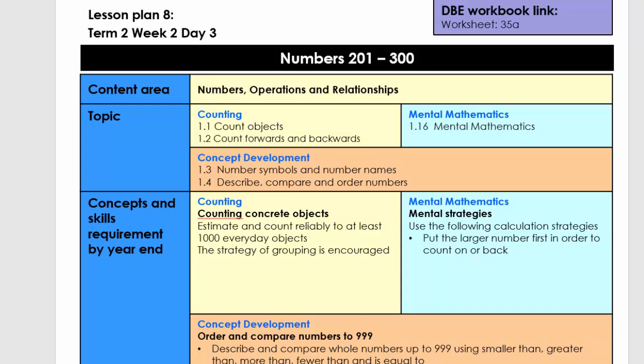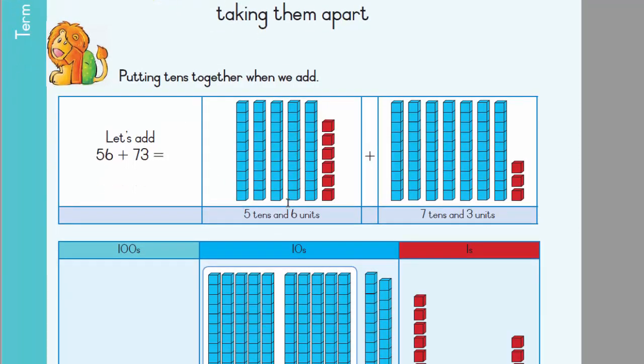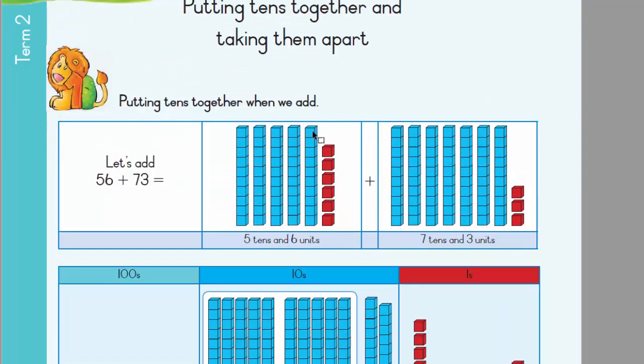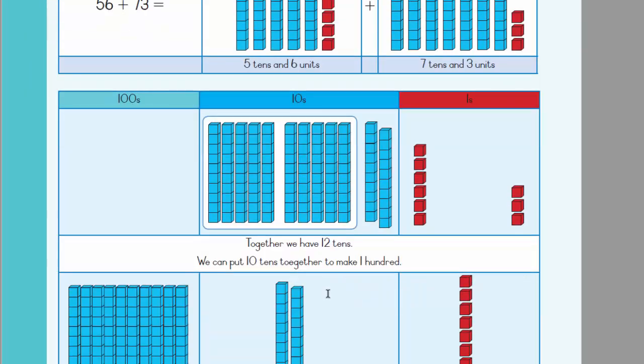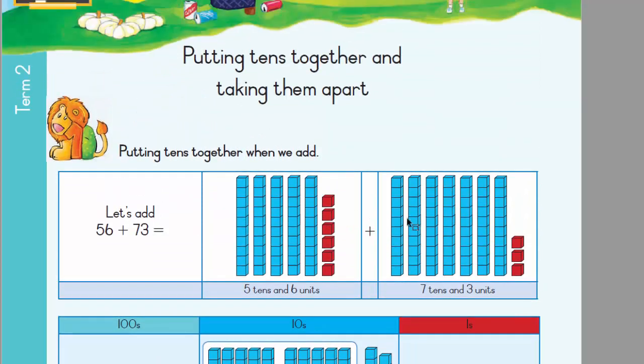Today, we're going to do lesson 8, grade 3, term 2. You can also use the DBE worksheet link, worksheet 35A. I'm quickly going to show you this. Here we're not going to add yet. What we're going to use is only the base 10 blocks for counting. At a later stage, we will use this activity, how to add different numbers.